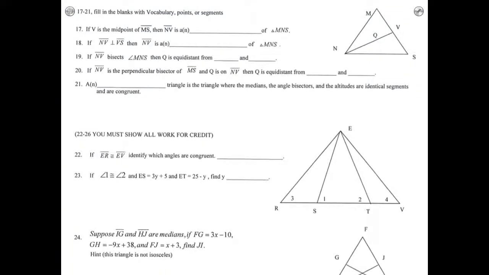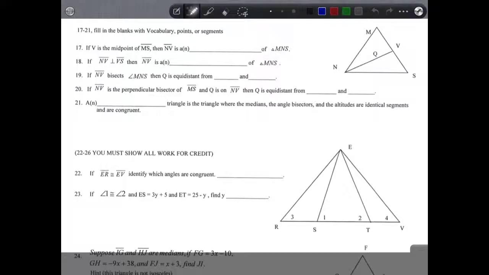On the back, if V is the midpoint of MS, then NV is a blank of triangle MNS. V is the midpoint of that segment right there. So then if that's the midpoint, then NV has to be a median. If NV is perpendicular to VS, and that's all we know, then it has to be an altitude of triangle MNS.